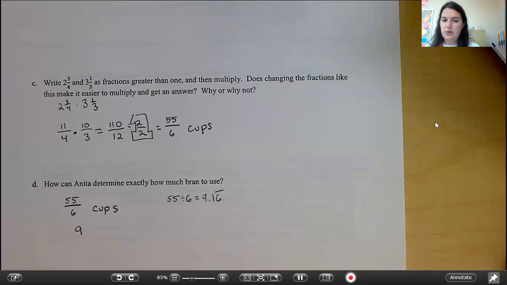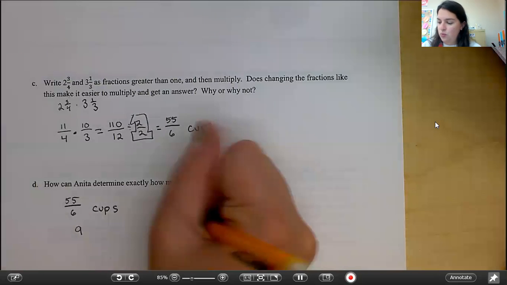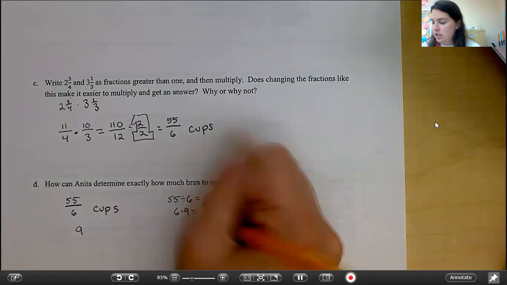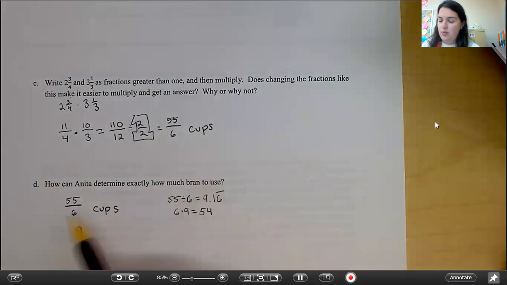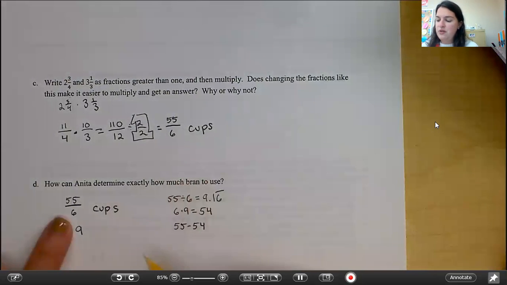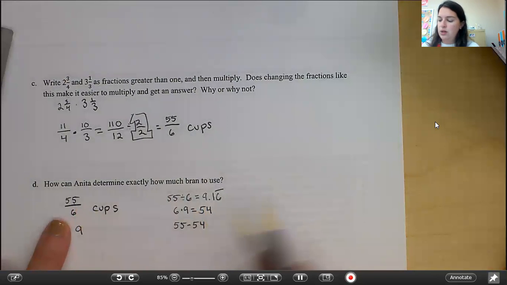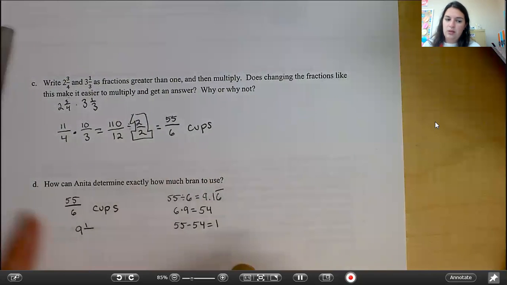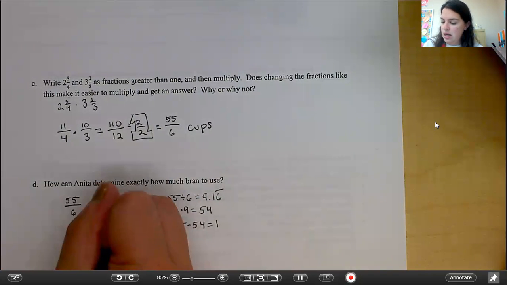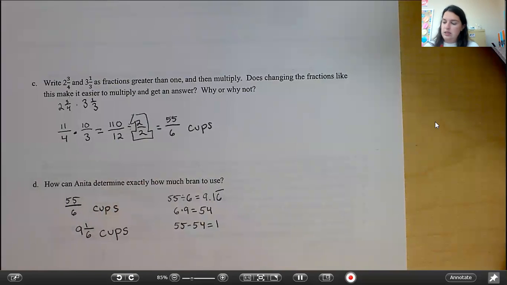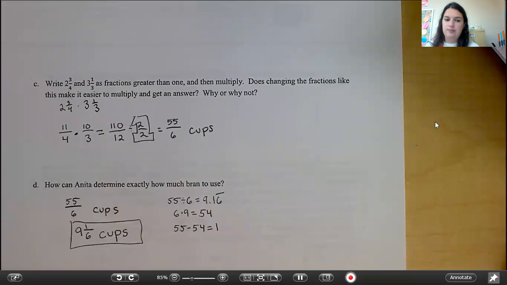That's our big number. So now we need to ask ourselves, okay, what is 6 times 9? How close does that get me? Gets me to 54. And I want 55. So how many does that leave me left over? I would do 55, which is my numerator, minus how close I was, which was 54, which would give me 1. So my numerator is 1, and my denominator stays the same. It's 6. So 9 and 1/6 cups is exactly how much bran she would use.